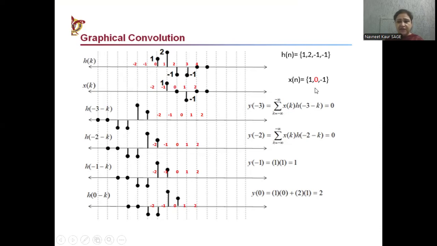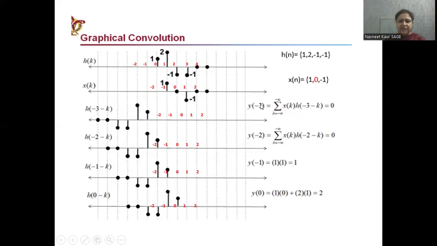Here 0 I have written with red color because this is the sample at n is equal to 0. So we'll see that at n is equal to -1, the sample will be 1. At n is equal to 0, it is 0. At n is equal to 1, it will be -1.